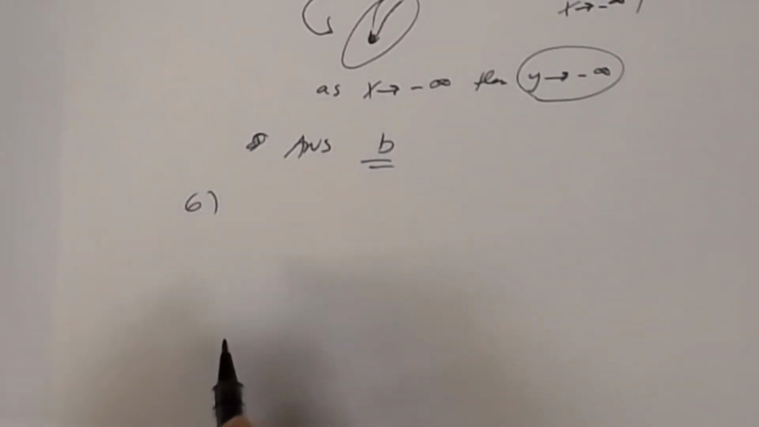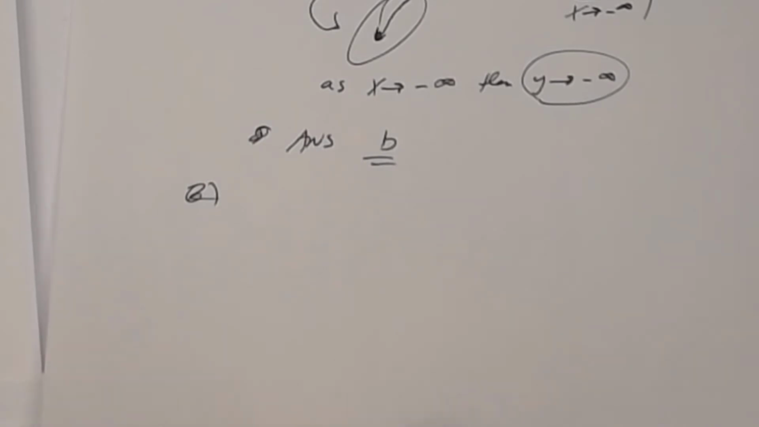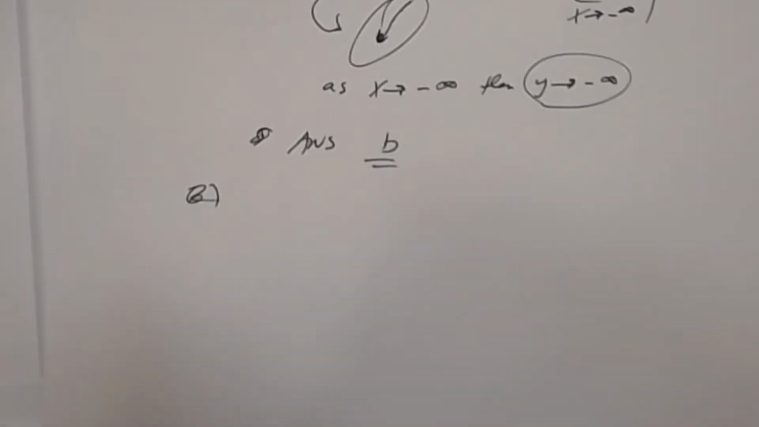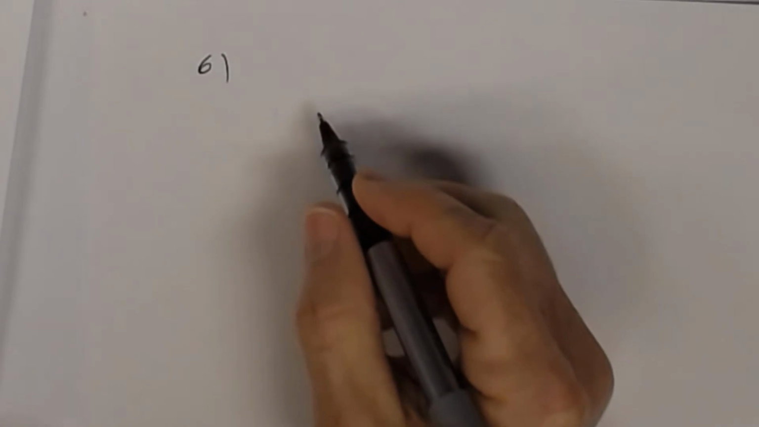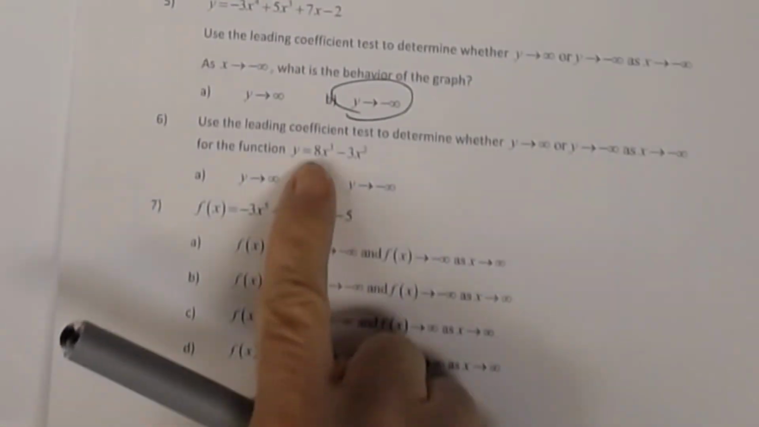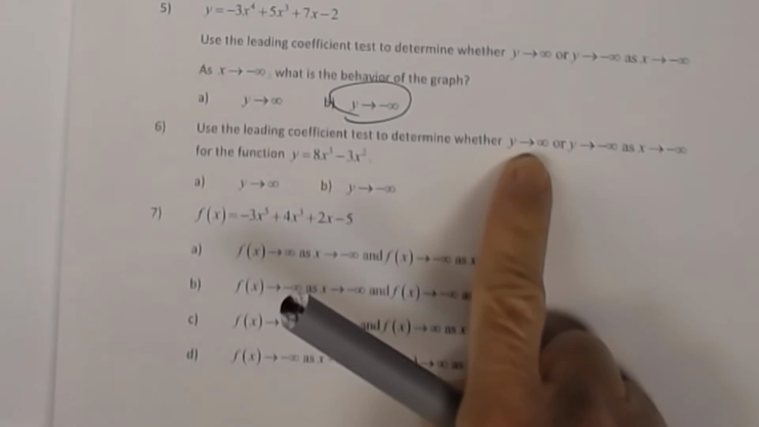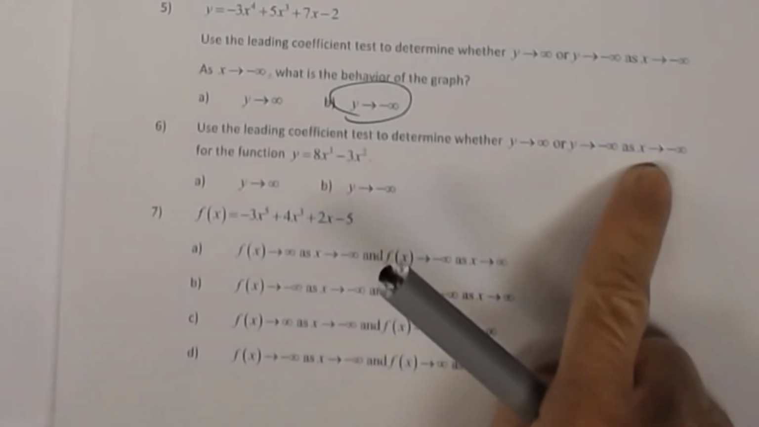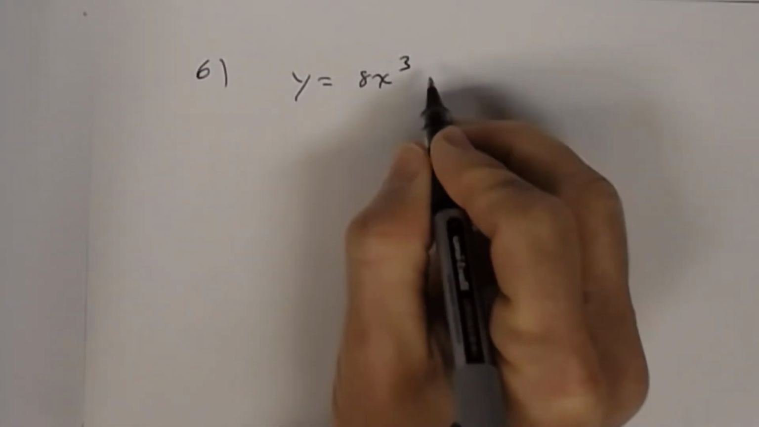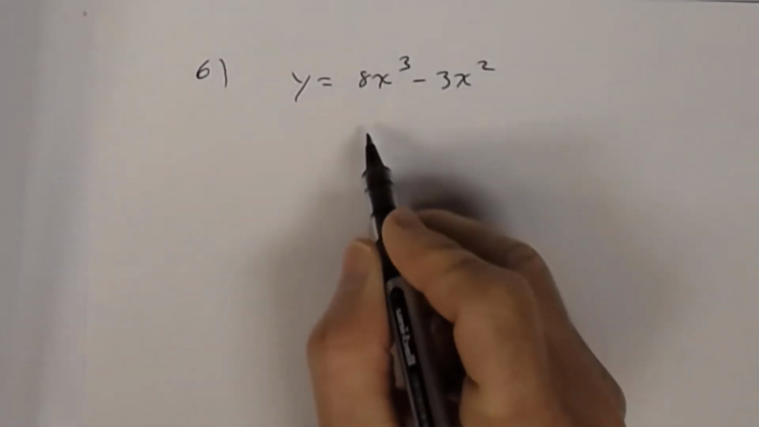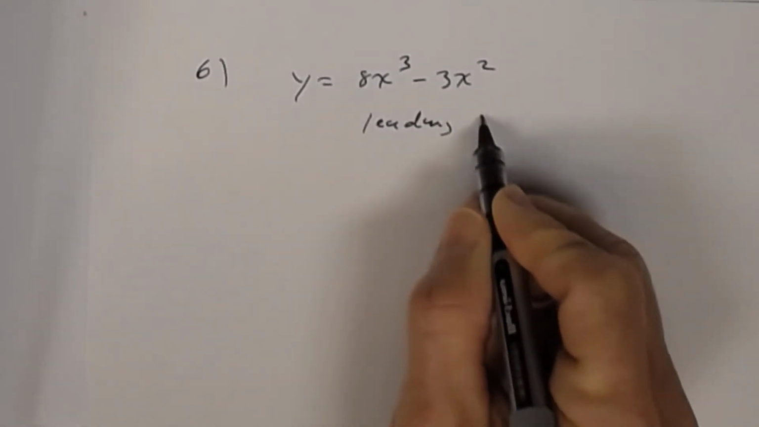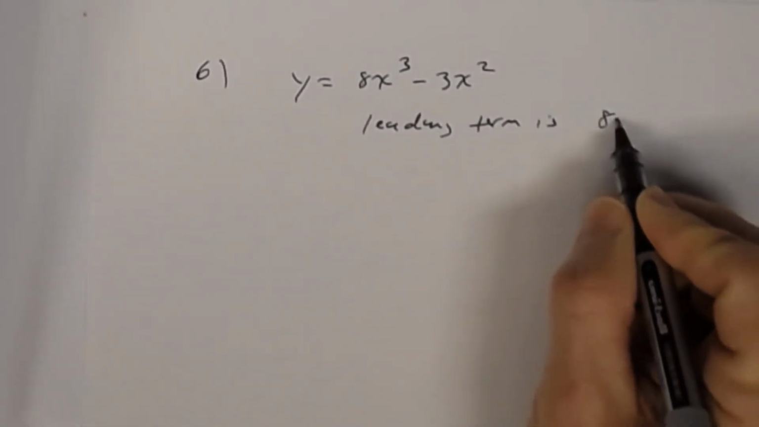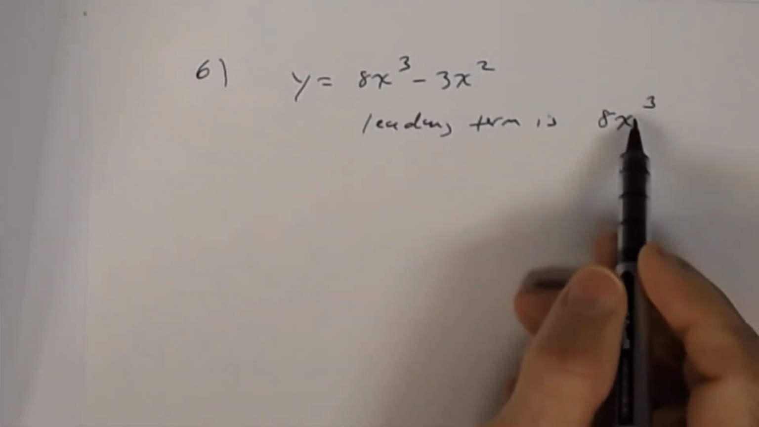Number 6, let's talk about 6. Let me go ahead and use another sheet of paper because I may need the room. So this is 6. It says use the leading coefficient test to determine whether y approaches infinity or negative infinity as x approaches negative infinity. Here's your function: y equals 8x cubed minus 3x squared. You know the leading term is 8x cubed, the one with the largest exponent.